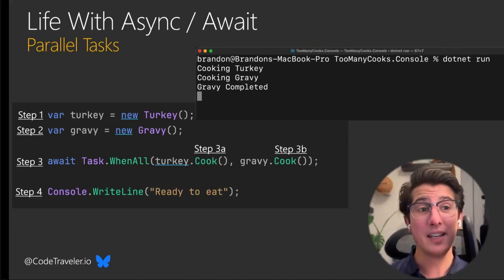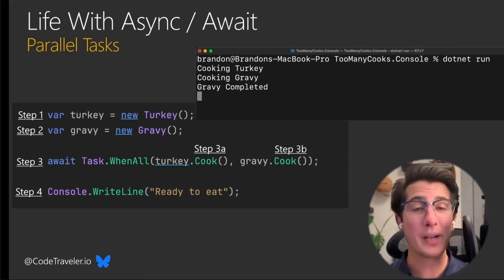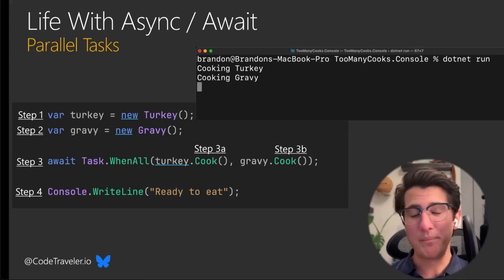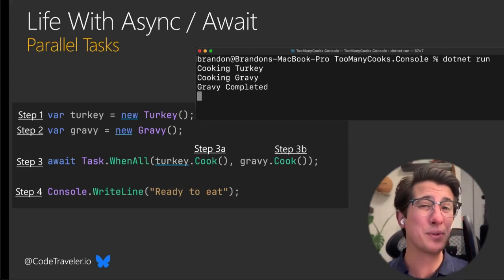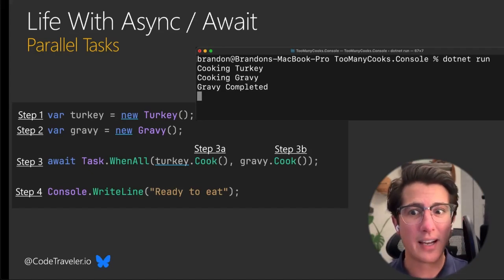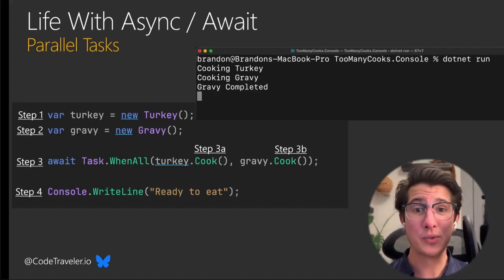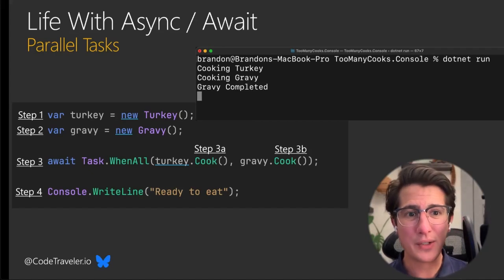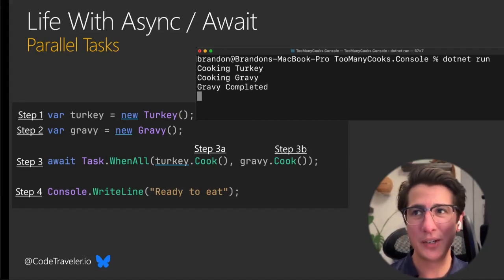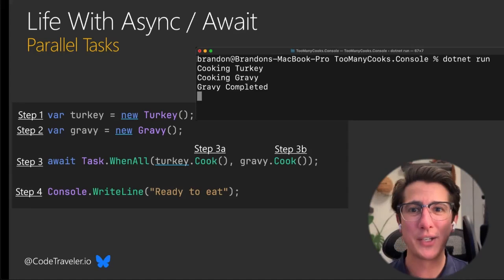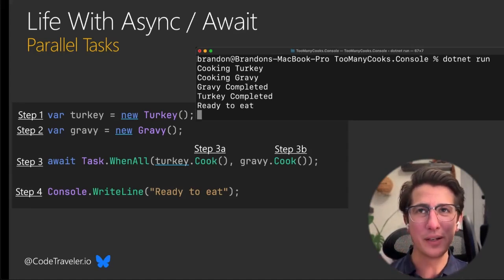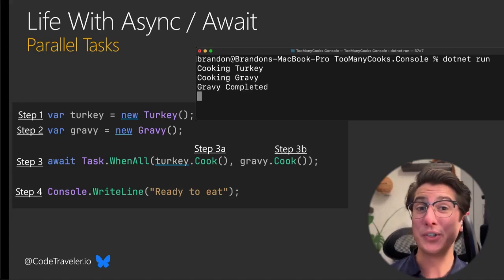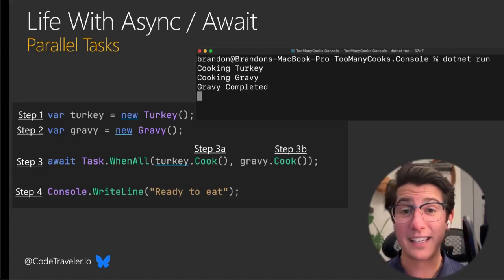And this is parallel programming, where we have multiple things going on in the background at the same time. The big difference here with parallel programming is we want to be careful to avoid what are called deadlocks. Say turkey.cook is dependent on gravy.cook to finish, and vice versa, gravy.cook is dependent on turkey.cook to finish. And now these both are waiting for the other to finish, so neither can finish. And now our code is just deadlocked because it can't continue.